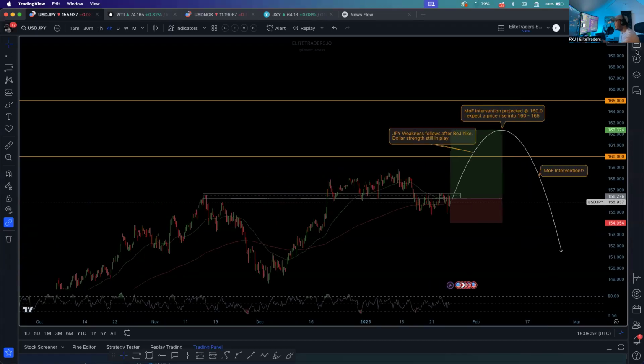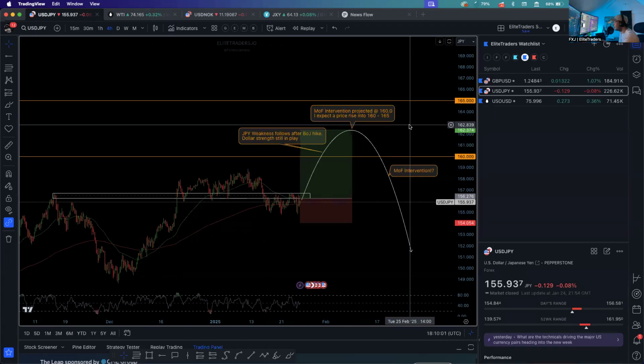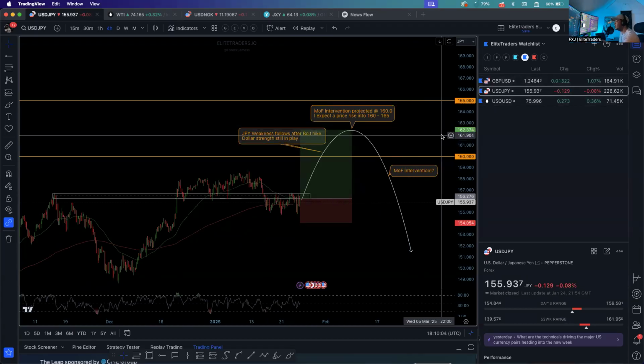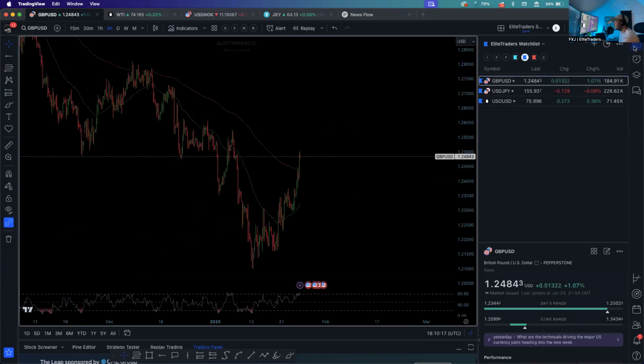So dollar yen longs look a lot more attractive compared to shorts. Shorts, you possibly could get something in here, but you would be essentially gambling. It'd be more a case of I am placing a bet that the Ministry of Finance is going to intervene between 160 and 165. That's all you've got. There is no real edge there at all.